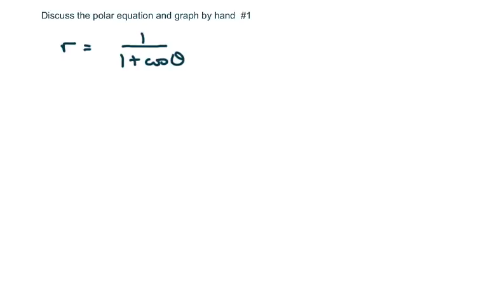Hi everyone, we're going to discuss the polar equation and graph it by hand. So basically this has the form of the standard form with cosine. That means the directrix, and I did a video prior to this one that you might want to watch where all we did was discuss, we didn't graph. So it's perpendicular to the polar axis.